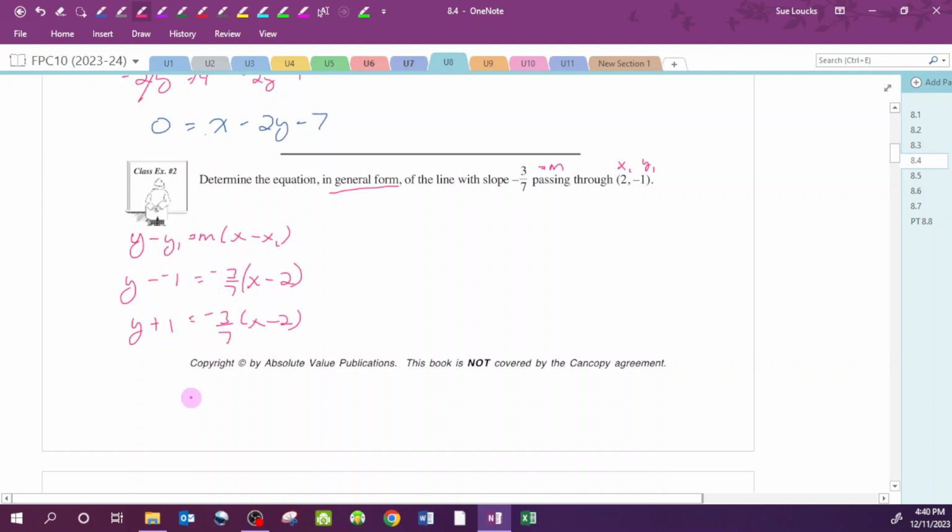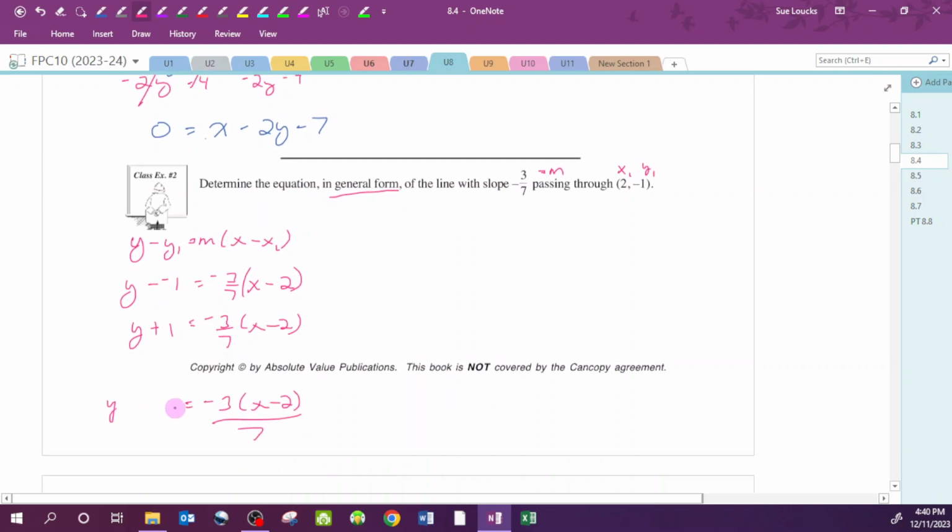Now it might help you to see that written as negative 3 times x minus 2 over 7 equals y plus 1. Because now it's a little easier to see that I'm going to multiply this side by 7. So those 7's cancel, and then I'm going to multiply the other side by 7 as well. Okay, so now that's just going to be algebra. I'm not going to bother finishing that.